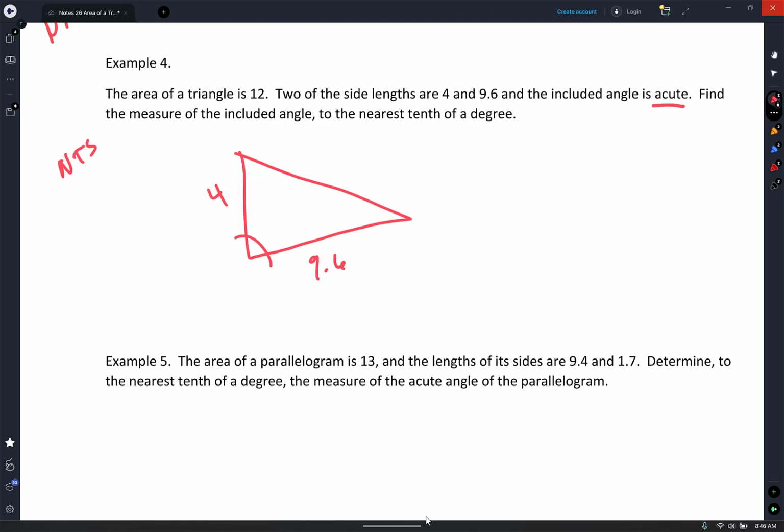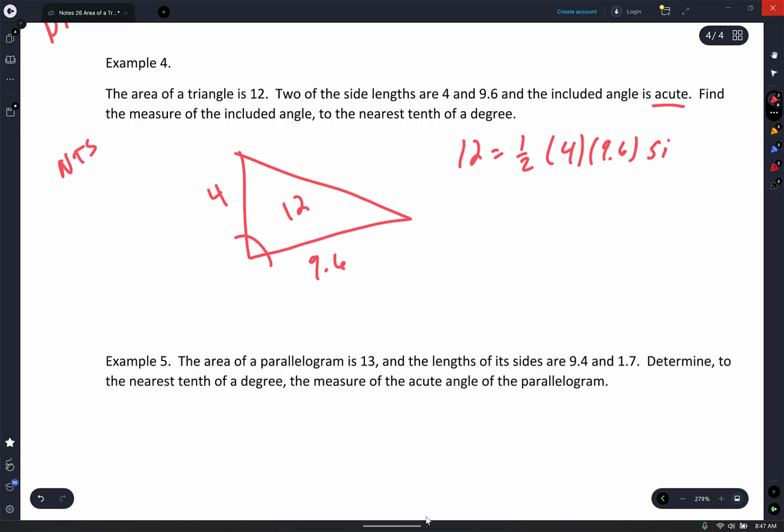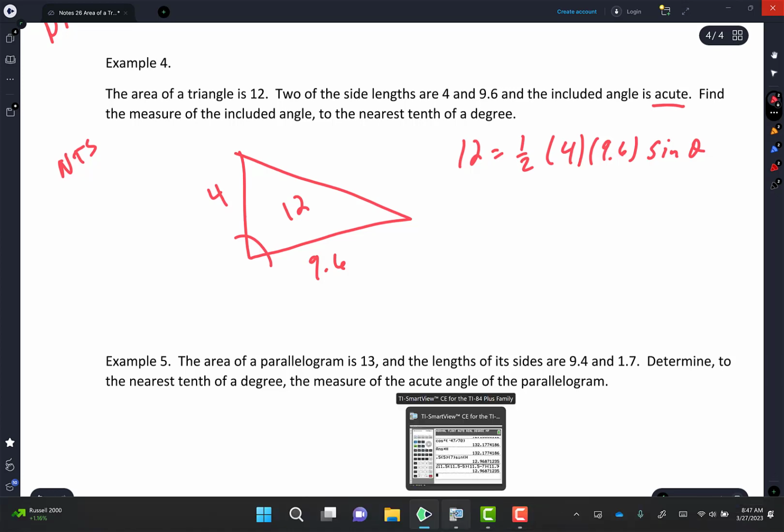And I know that the area is 12. So I already know my area of a triangle. It's 12 equals 1/2 times 4 times 9.6 sine of that angle. I'm going to put theta. All you're doing is solving for sine theta. So let's see. 1/2 of 4 is 2. 2 times 9.6. I mean, I guess we could do it, but we have a calculator here.